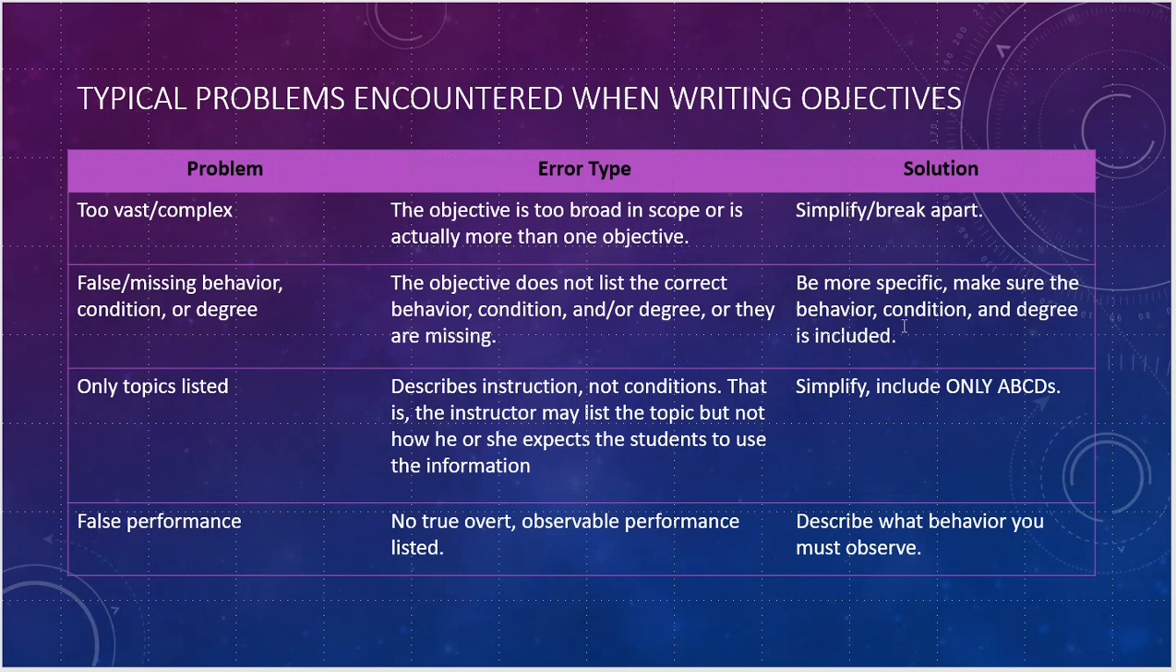Make sure your behavior is there and it's clear and measurable. Make sure the condition is there if it's important. And make sure your degree of mastery is included if it's something different than 100%. Make sure only the topics are listed. Don't describe the instruction. Don't describe how you're going to teach it to them. This is strictly focused on the student and what they will accomplish by the end of the lesson or after the lesson is over. And then make sure everything is listed and is performance-based. Describe what behavior you can observe.